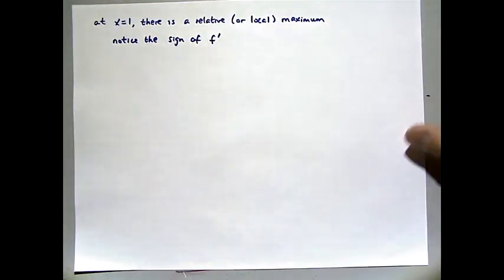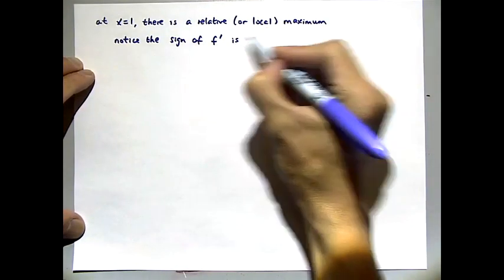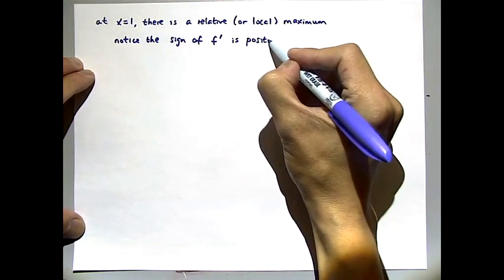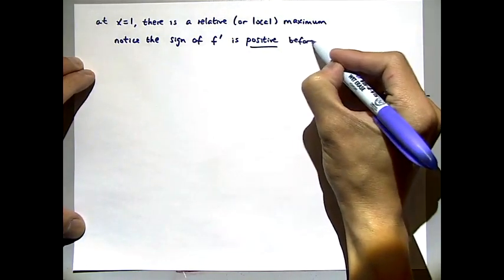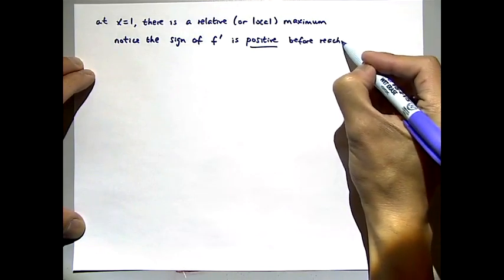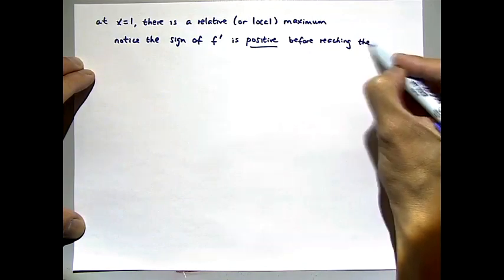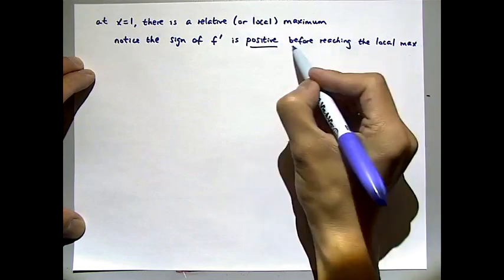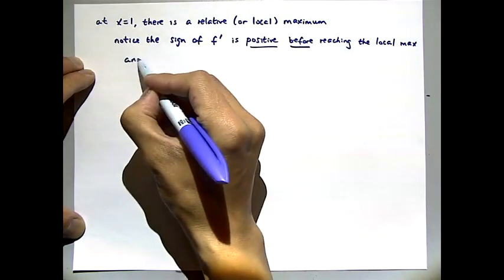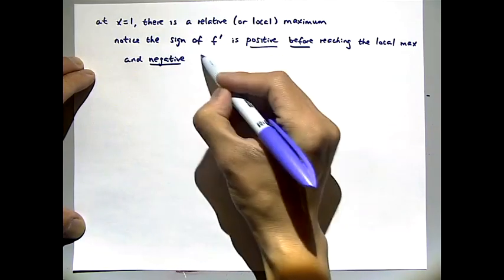Notice the sign of f prime before you reach a point and after you have left it. Notice it is positive before reaching the local max, and negative after.